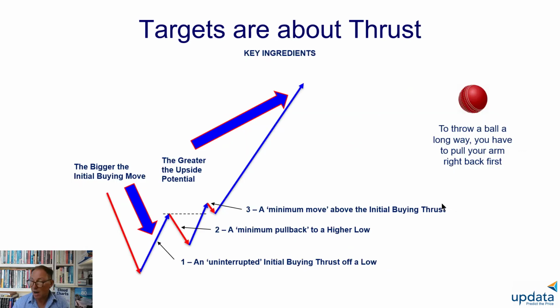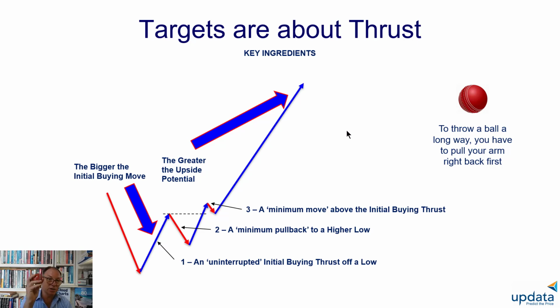So targets are about thrust. That's the key point. And the bigger this initial move, the bigger the target. These are the three ingredients that you need for a price target. Basically, it's an uninterrupted initial buying thrust off a low, and then a pullback, and then a move to a new high that's significantly higher than the previous high, and that's what generates the target. This is what we call activation. So you need an uninterrupted buy, you need a pullback, and you need a minimum move above that buying thrust to activate the target.